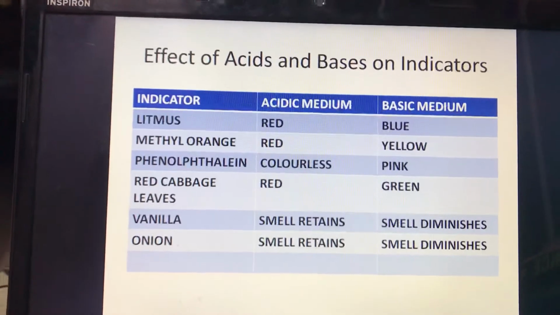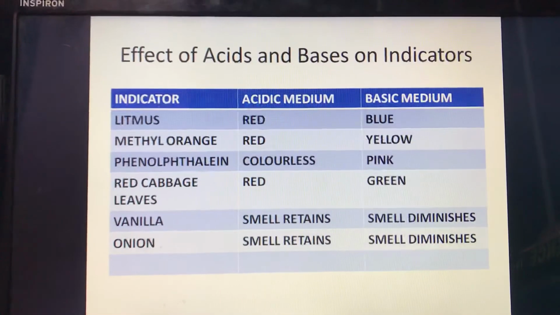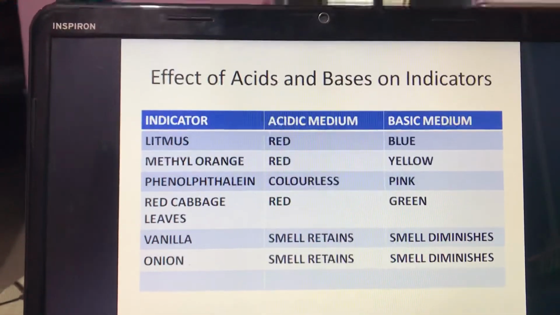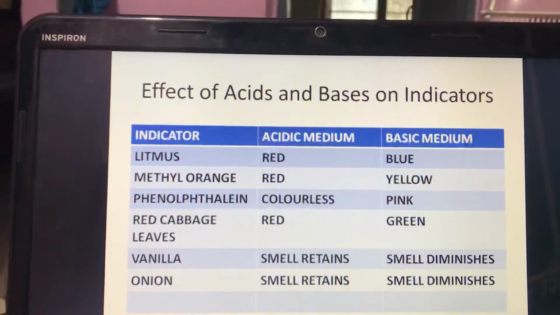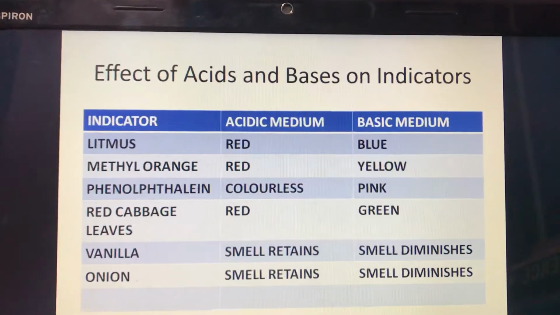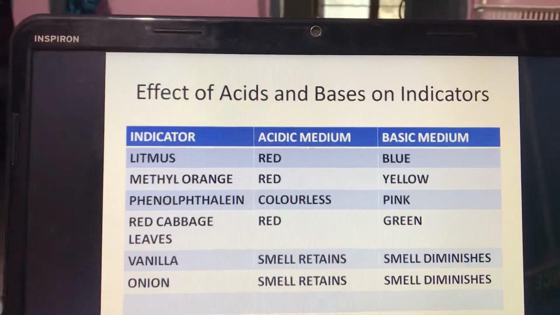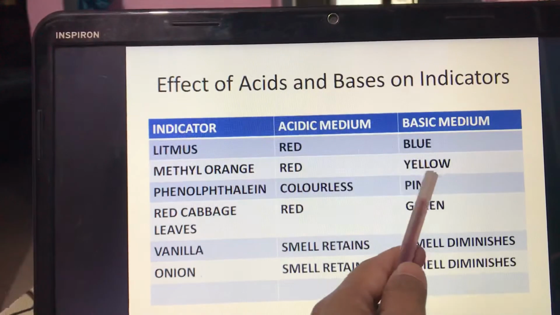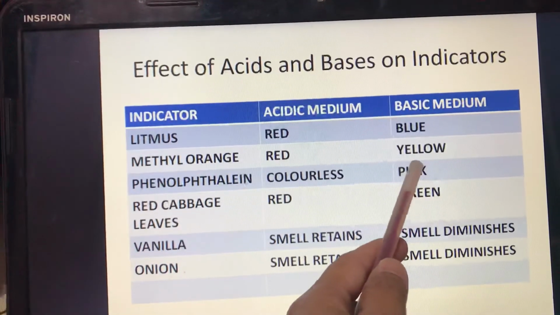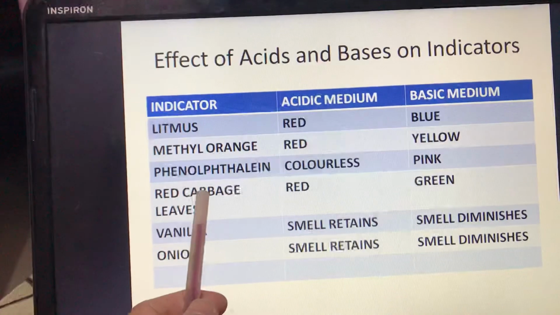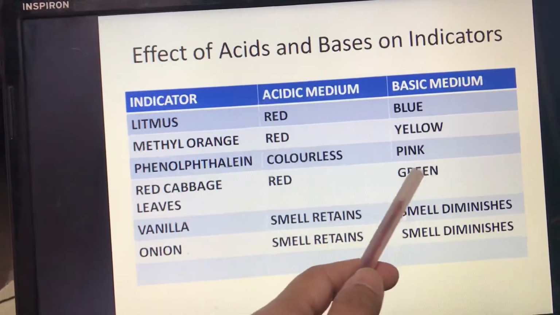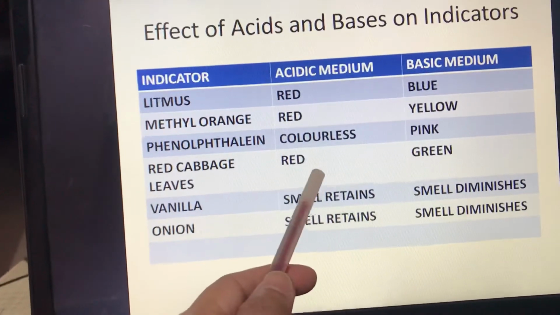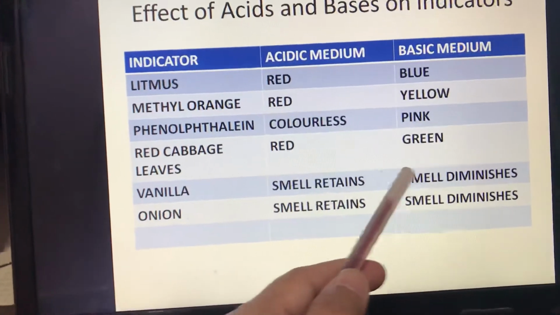Now in this table I have mentioned the effect of acids and bases on different indicators. You can observe this table. All of you know about litmus. It shows red color in acidic medium and blue color in basic medium. Methyl orange, red color in acidic and yellow in basic medium. Phenolphthalein is colorless in acidic and in basic medium it is pink. Red cabbage leaf, red color in acidic medium and green color in basic medium.